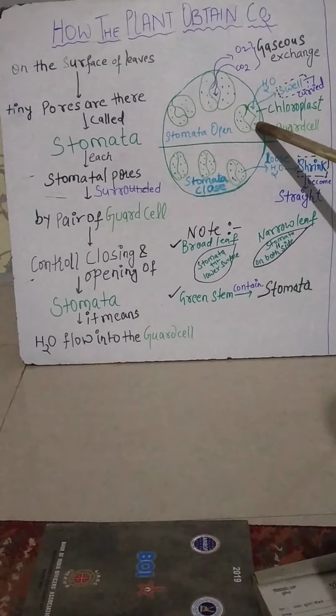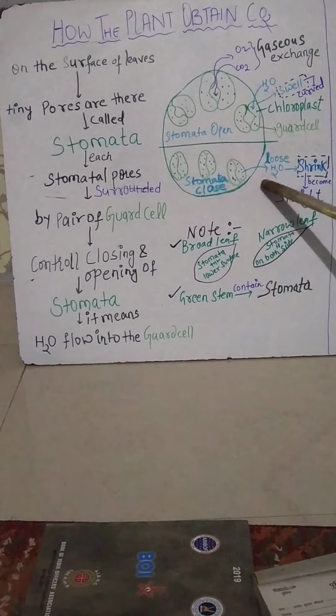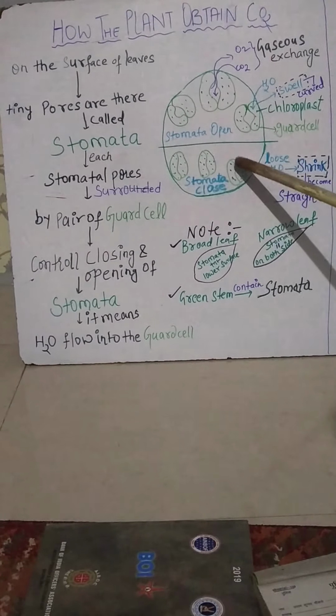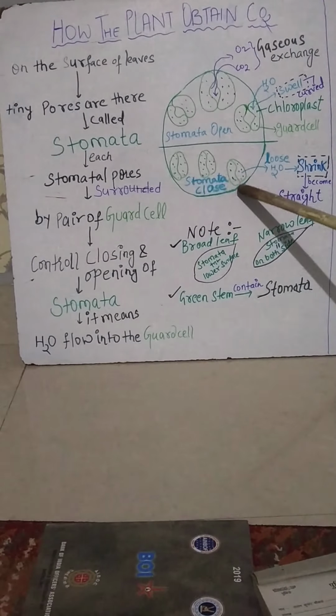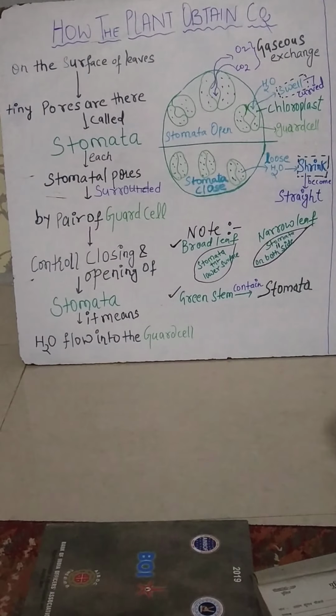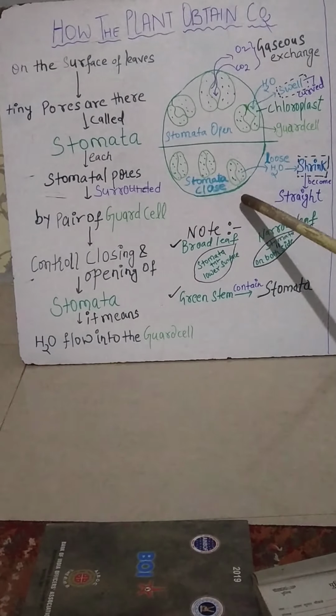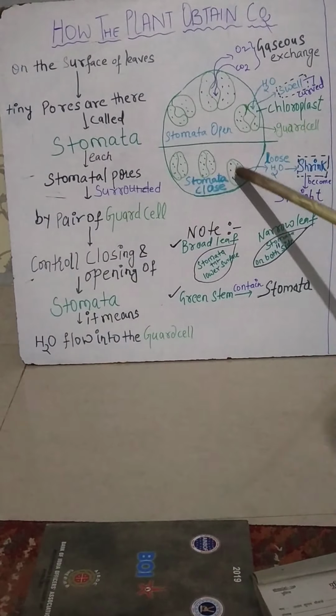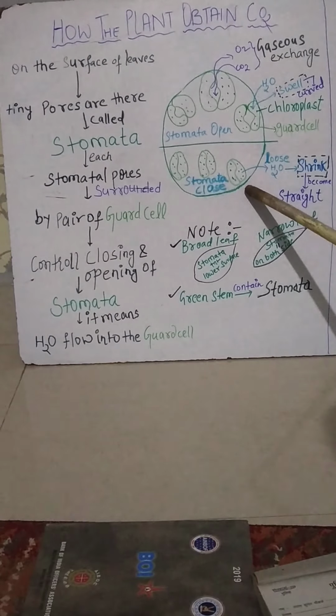Okay, when the guard cell loses water, the guard cell shrinks. When it shrinks, it becomes straight. So when the guard cell loses water, the guard cell shrinks and becomes straight. The guard cell is straight, which means the stomata is closed.